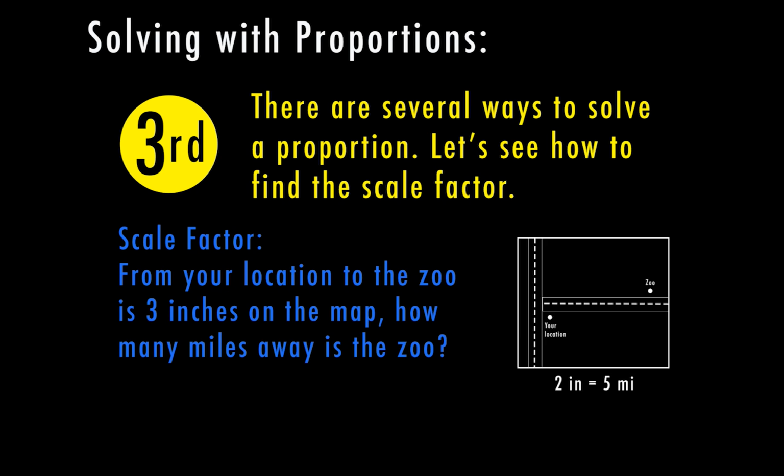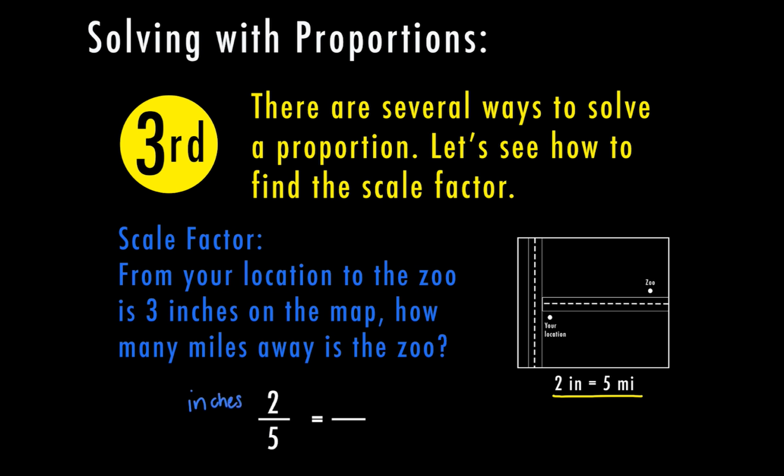So if we have a map here and we have our location and we have the zoo's location, the map scale factor tells us that 2 inches is equal to 5 miles. That means 2 inches on the map is equal to 5 miles in real life. So now we can use that information to figure out how far away we are from the zoo. So let's set up our proportion. First we want to label our proportion. And we have 2, which is our inches on top.